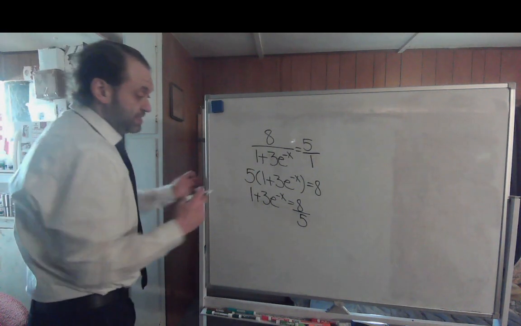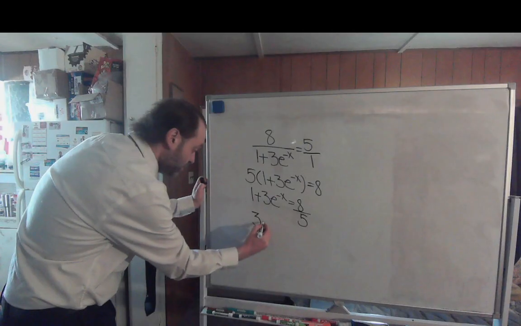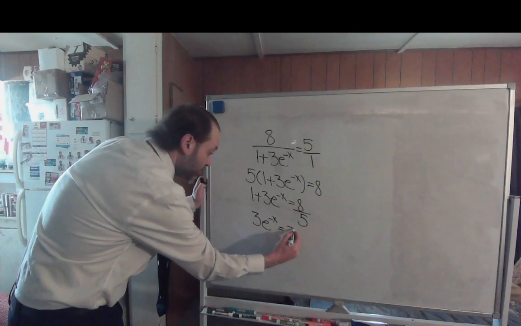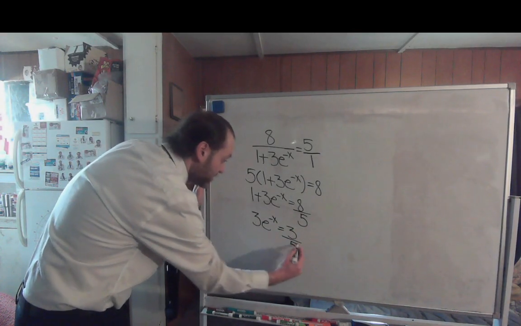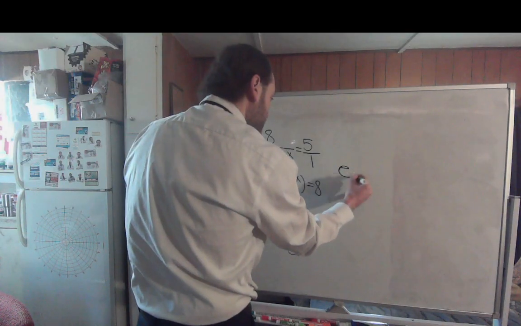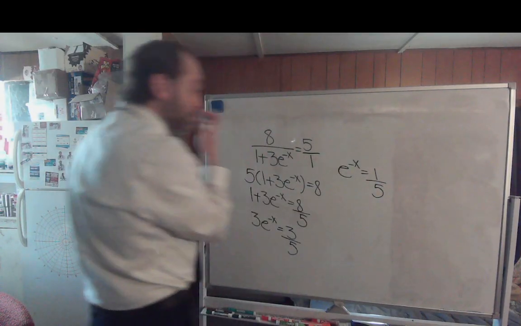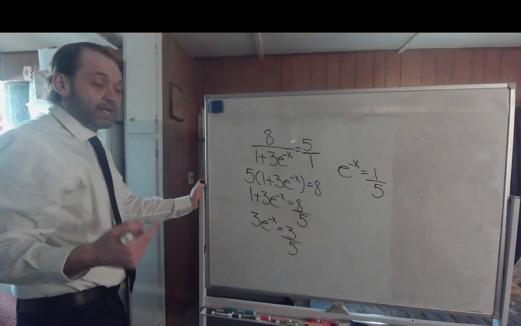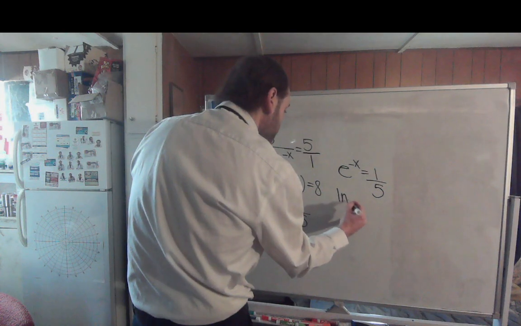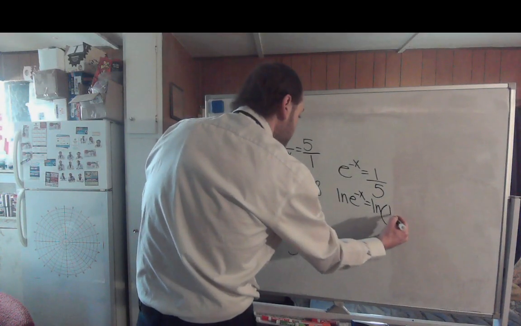And then let's get 3e to the negative x by itself. You would end up getting 3e to the negative x equals 3/5. And then we'll get e to the negative x by itself, so divide both sides by 3. You'll get e to the negative x equals 1/5. And then, of course, we want to get x by itself. We want to get rid of the e, so we got to take the logarithm of both sides. ln of e to the negative x would equal the ln of 1/5.